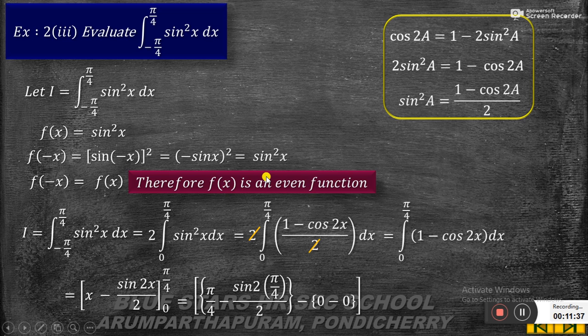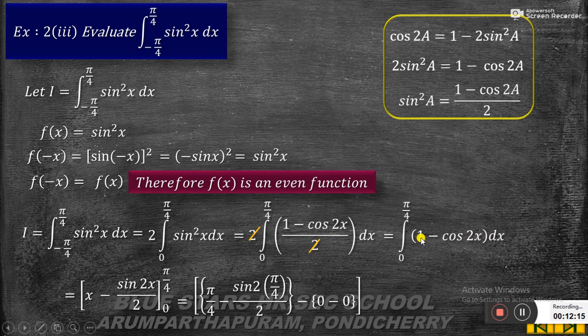So the function is even, which means I equals the integral from minus pi by 4 to plus pi by 4 of sin square x dx, which equals 2 times the integral from 0 to pi by 4 of sin square x dx. In the next step we write 2 into the integral from 0 to pi by 4, with sin square x written as 1 minus cos 2x by 2, into dx. In the next step, the 2 cancels, and we have the integral from 0 to pi by 4 of 1 minus cos 2x dx.